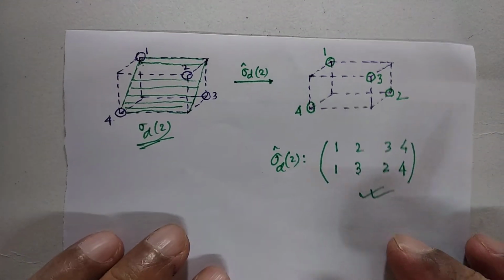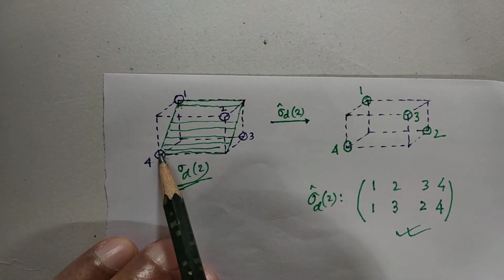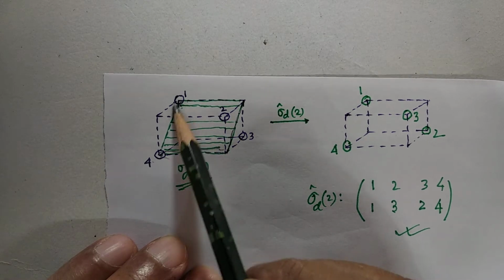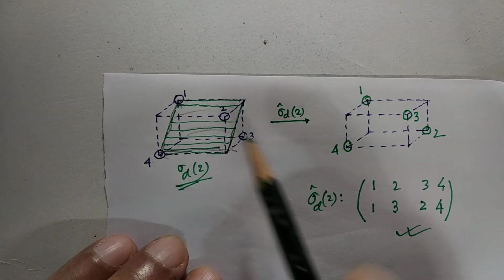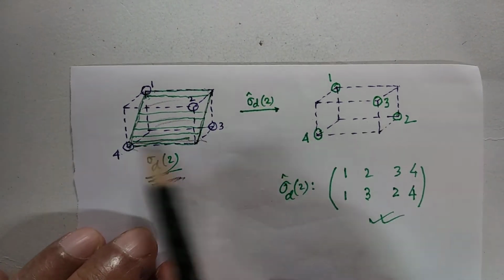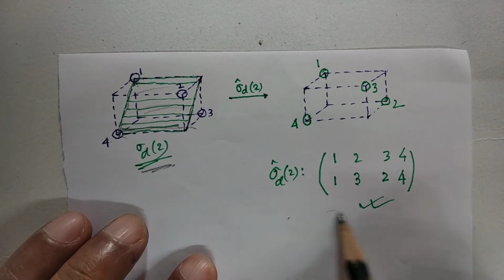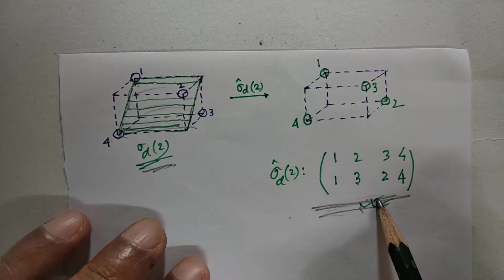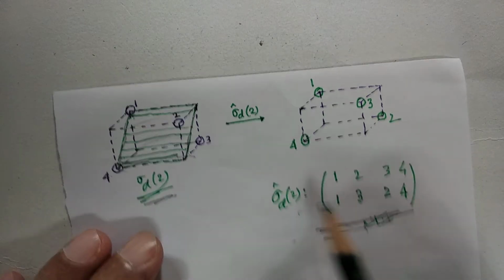Similarly, sigma D2 is another dihedral plane. It is like this. It consists of this and these two diagonals. This is the sigma D2 plane, and in the same manner we have constructed the permutation for this operator.